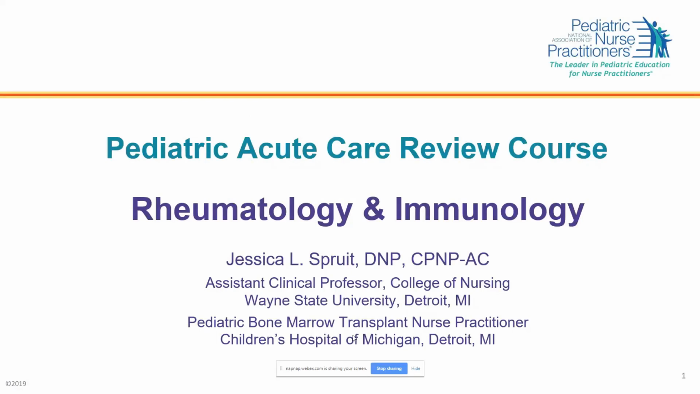Okay, this is the Rheumatology and Immunology section of the Pediatric Acute Care Review course. As you can see in the content outlines provided by the Pediatric Nursing Certification Board, these topics are a little bit lower as far as the frequency at which such questions would show up on the boards, but it's still important to review some of the more common disease processes.